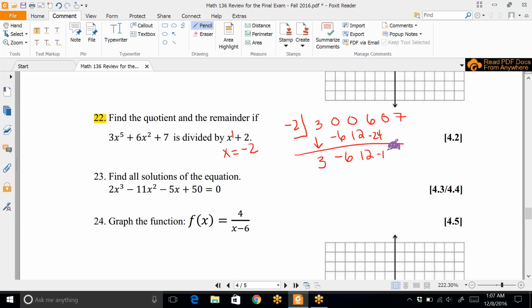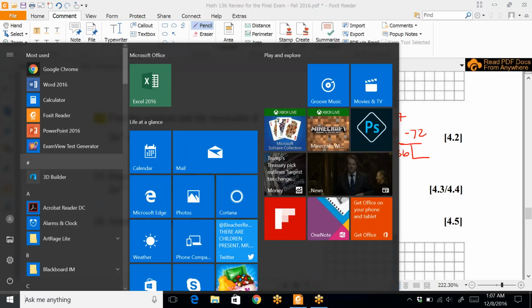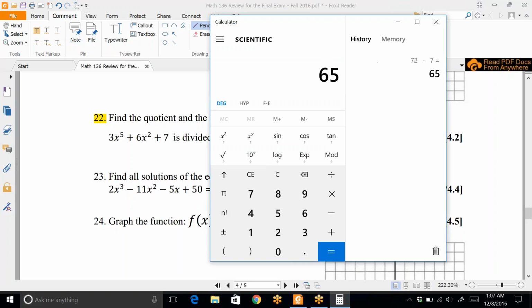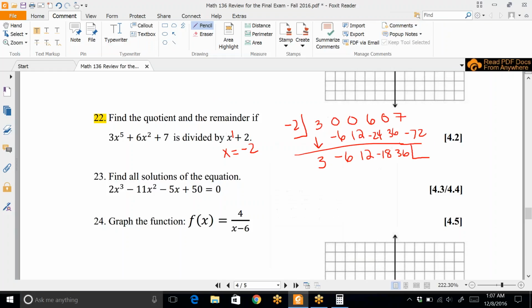That would be negative 18. You multiply, that would be 36. You add, and then you multiply. And our final step is to add that last group, which would be, let's see, 72 minus 7. It's too late for me to do that in my head. 72 minus 7 is 65. I could have done that. So this is negative 65.